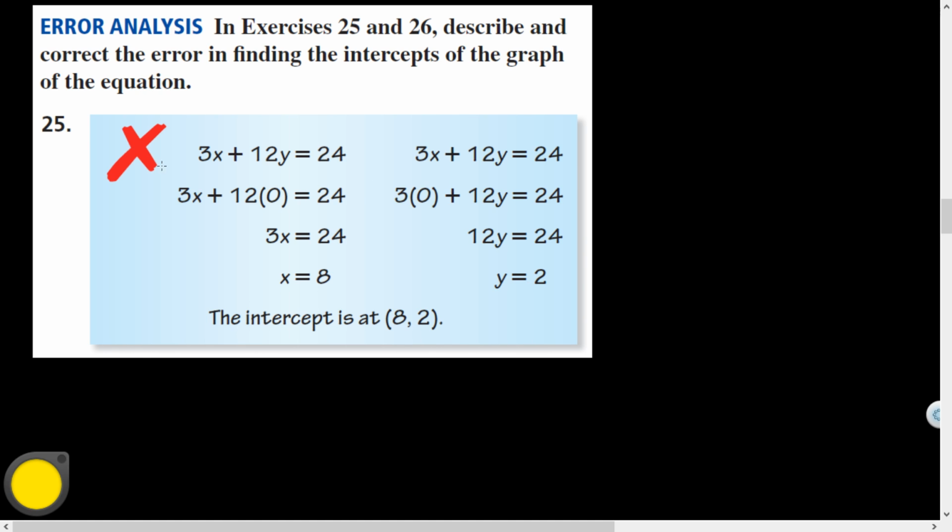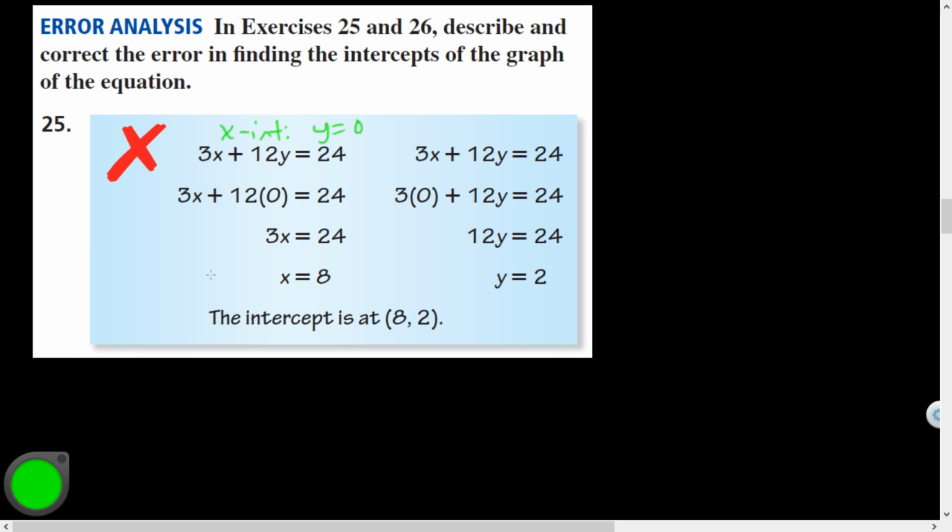So, all right. Let me label their work. Here they were finding the x-intercept. They did that by setting y equal to 0. So notice they plug in 0 for y. Done. 3x equals 24. Done.